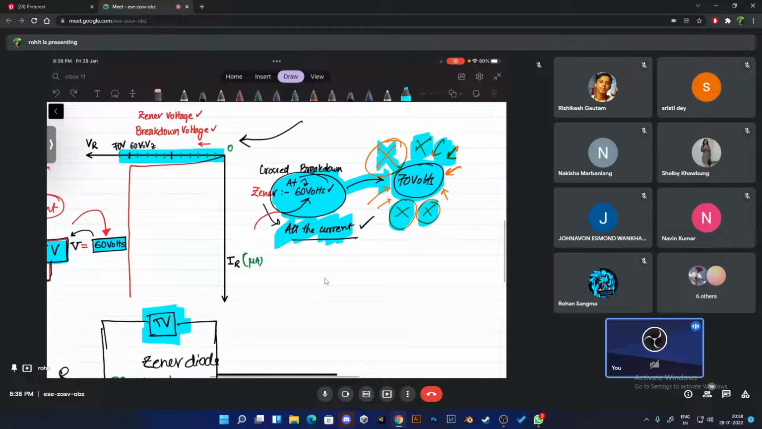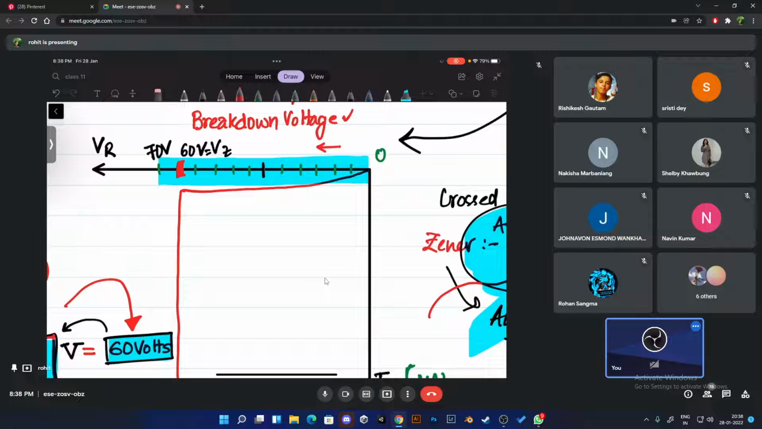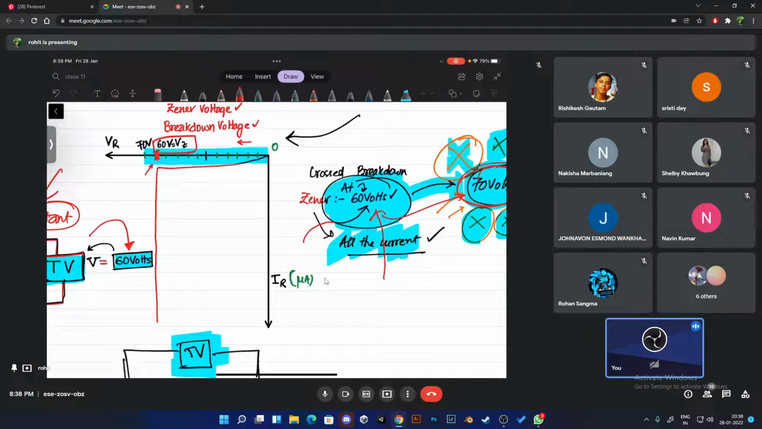So when we apply 70 volts, what will the zener diode do? Tell me, guys. Out of the 70, he can only take how many volts? He can only take 60, and he does not understand the rest. The zener diode has no graph there. See, 70 volts does not give any additional current to the zener diode. So it happens only till 60. Nothing else happens after that.